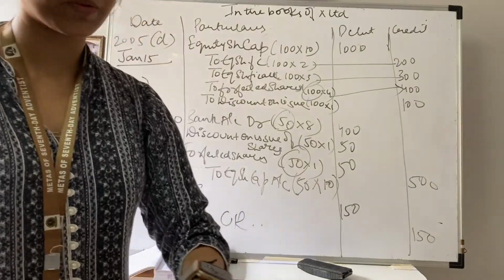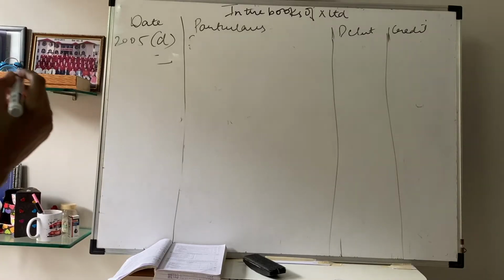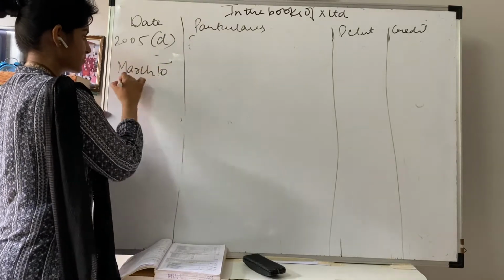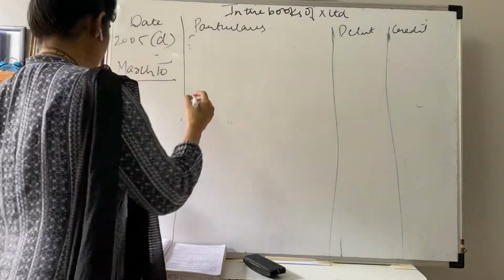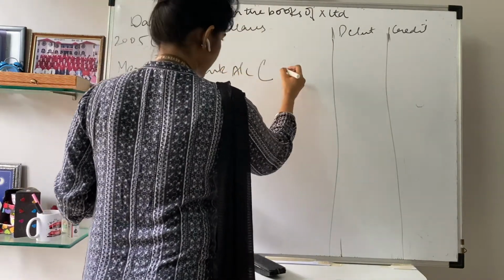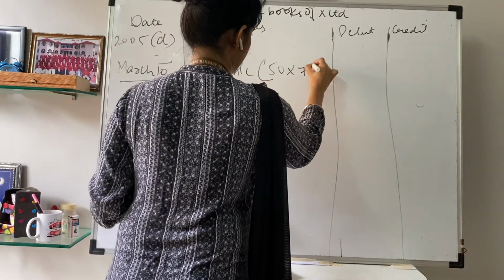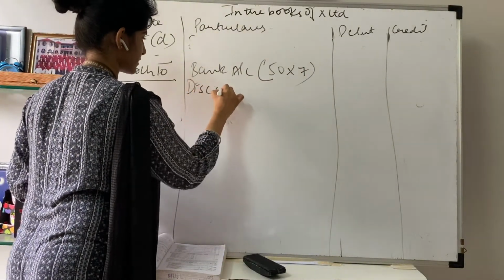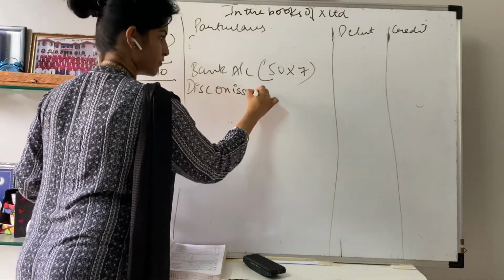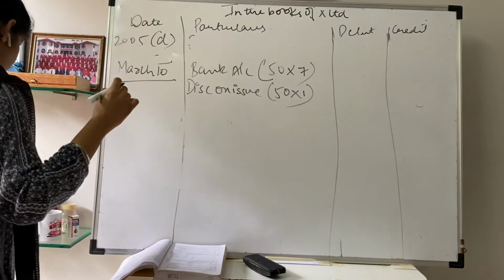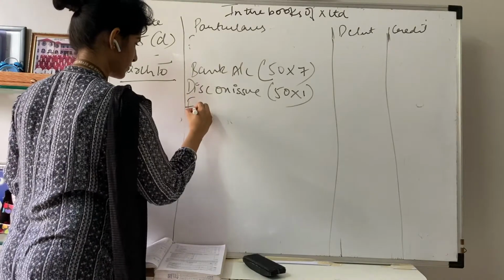Philippus and Mohit, please on. Okay, we'll pass on the entries. The date is March 10. Entry will be bank account debit. 50 shares are issued at 7. Next is your discount on issue of shares, which is already given in your first entry, that is 50 into 1. Next is your forfeited shares.